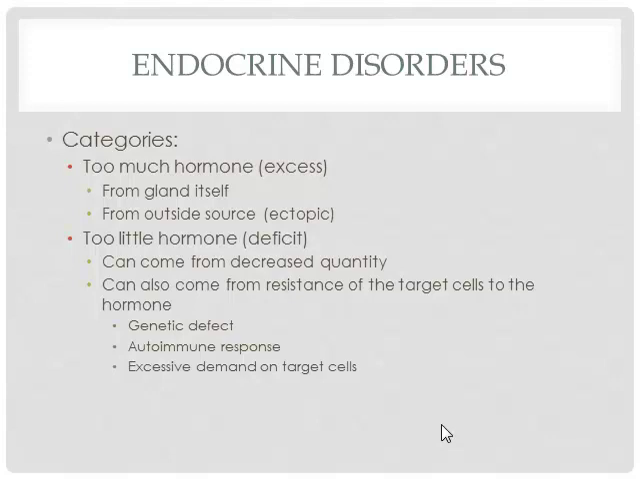If there's not enough hormone available or too little, then we wind up with a deficit, and that can come from decreased quantity of that hormone. It can also come from the resistance of target cells to the hormone. So there might be a genetic defect, for example, or an autoimmune response, or an excessive demand on the target cells, and they can't respond as well.